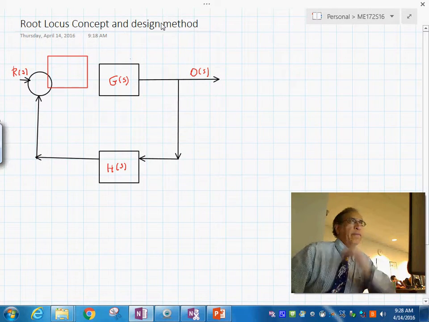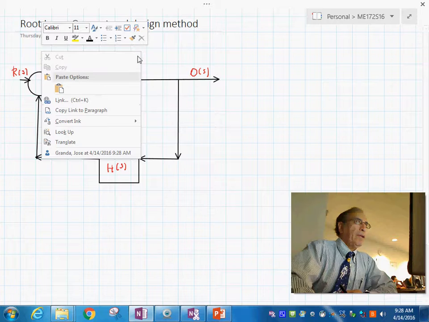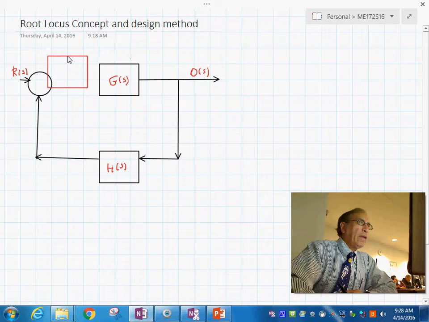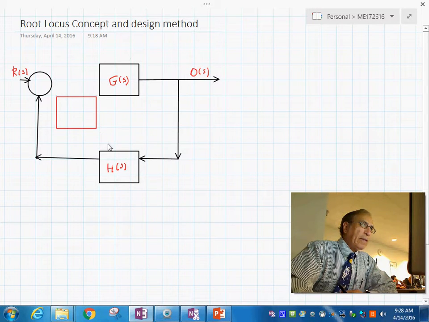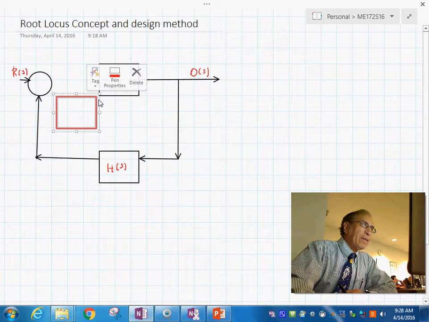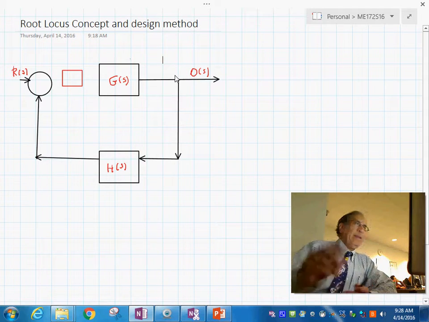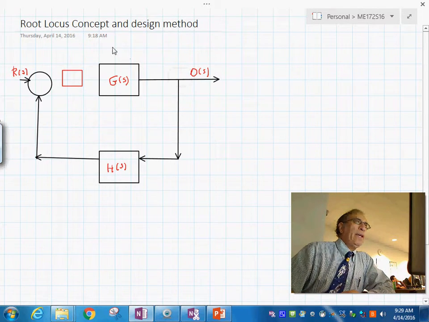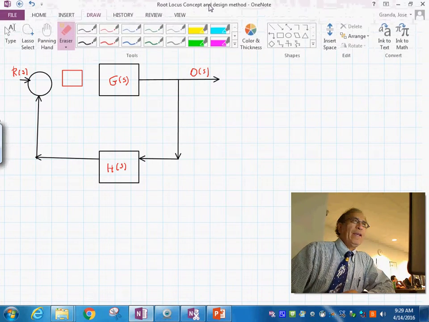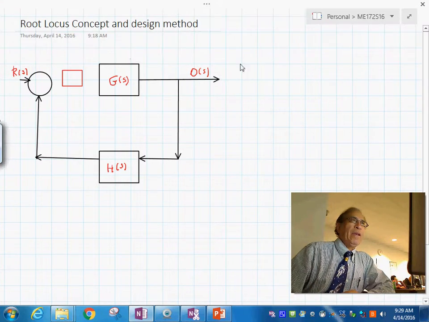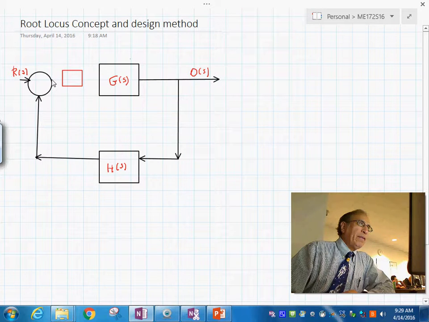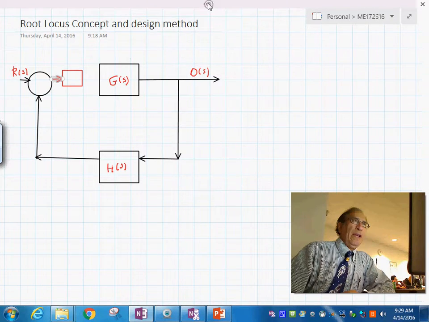Let's see if I can actually reduce the size to the point that makes it useful. Sometimes when you draw with these tools, you have to go with what the computer gives you, but there you go. I am making it in red ink precisely to make it different from the rest of the system, because this is our main focus today.